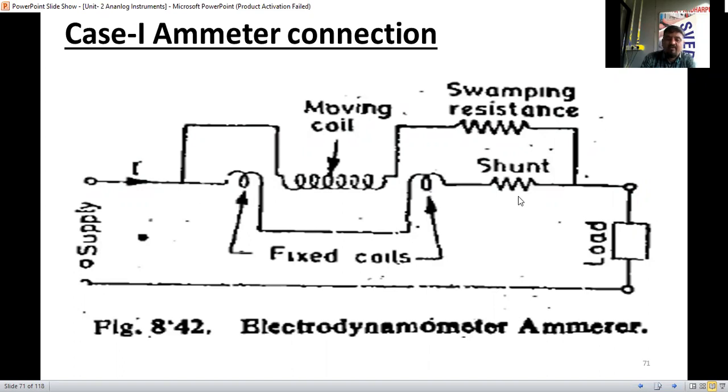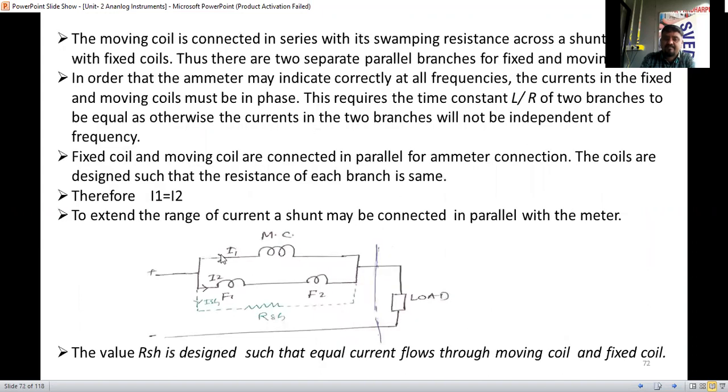I think many of you were there for the shunts and multipliers for the range extension of PMMC. We have used shunts for increasing the range of ammeters, multipliers for the range of voltmeters. The same method we are using here. So for the electrodynamometer as an ammeter, we are going to use this connection, and the simplified modified circuit diagram we have drawn like this.